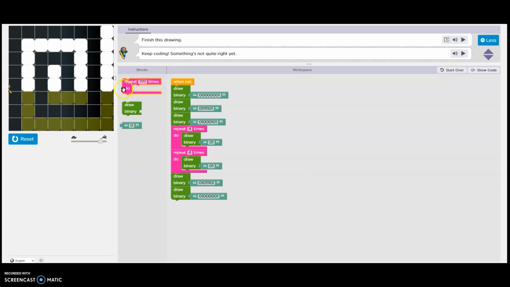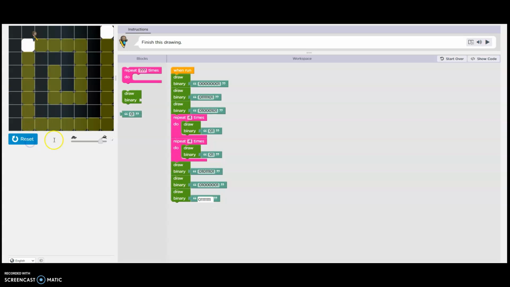Now this is our last row, and then we're going to run it and check if we're done. That's 0, and then 7 ones. 1, 2, 3, 4, 5, 6, 7. And then reset, run.